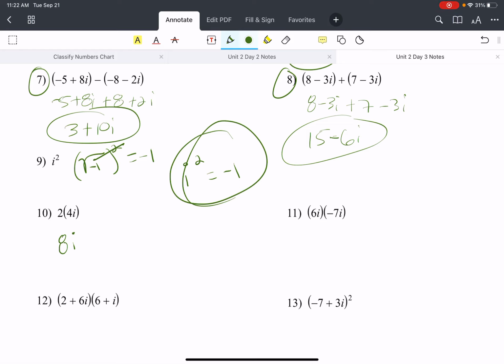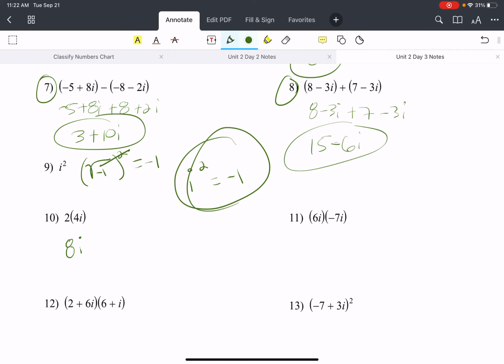Okay, let's look at number 11. If I pretend this was like a normal thing we did in our first unit, I'd multiply my coefficients together. Can someone do 6 times 7 for me? 42. Is it going to be positive or negative? Negative, because a positive times a negative stays negative.